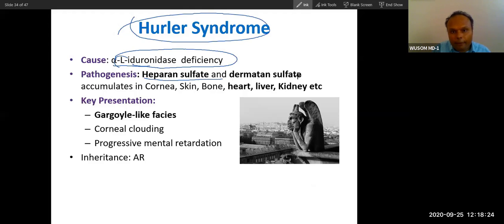So what happens? This heparan sulfate and dermatan sulfate will deposit in different tissues: cornea, skin, bone. And because of that, what will happen? Mental retardation will be there. Progressive mental retardation.